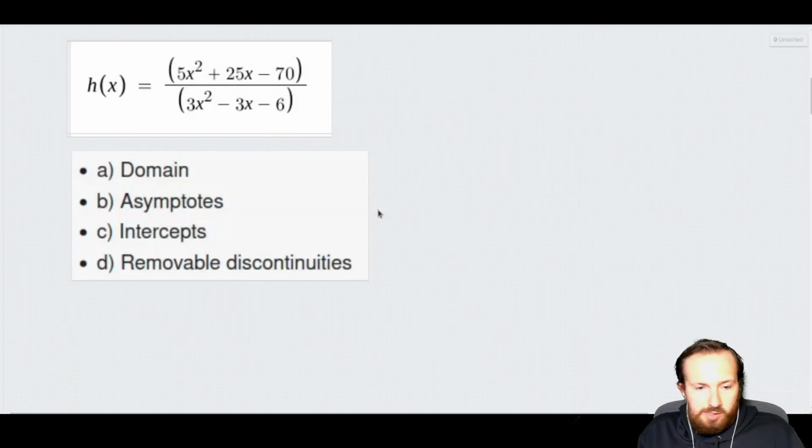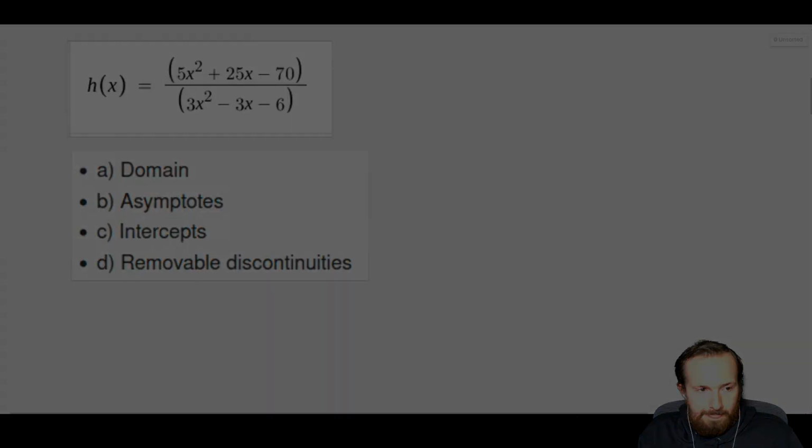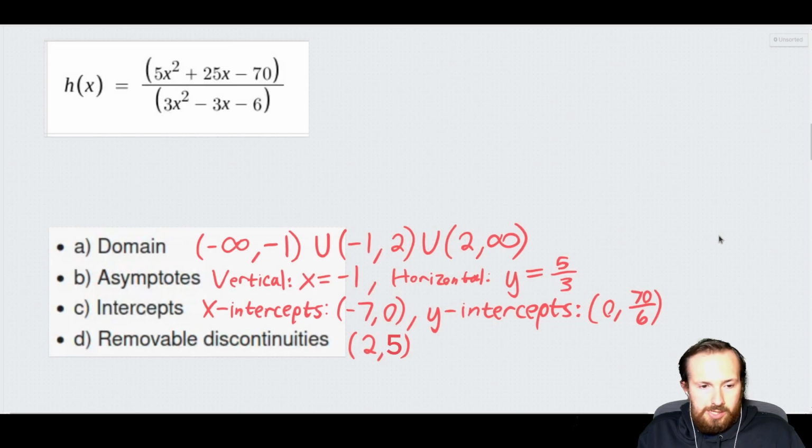Go ahead, pause the video, and see if you can find each of these: the domain, asymptotes, intercepts, and any removable discontinuities for this specific function. Go ahead and pause and see if you can figure that out. Okay, so here are the answers. If you understand these and you're able to get these easily, go ahead and skip the video. Otherwise, stick around and we'll explain exactly how we found these.